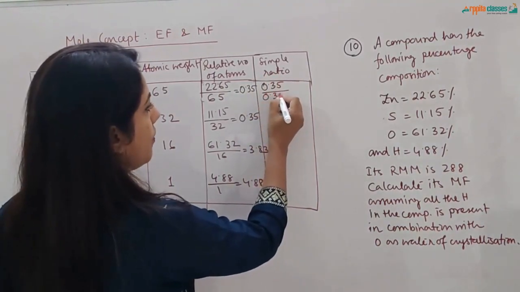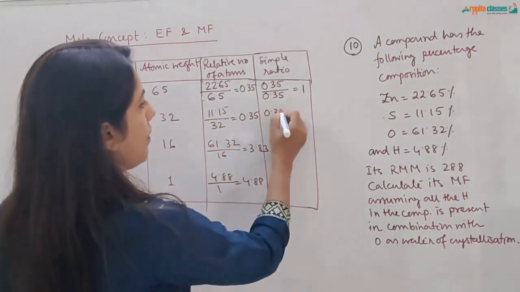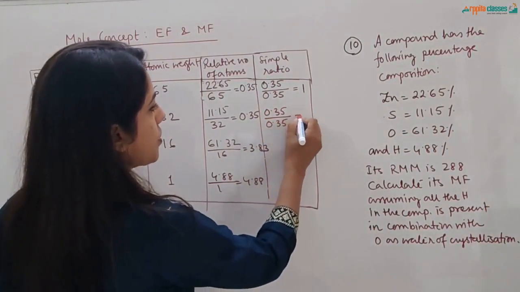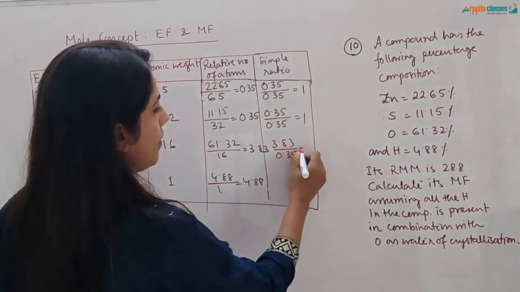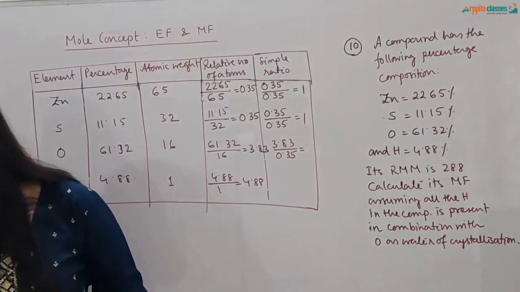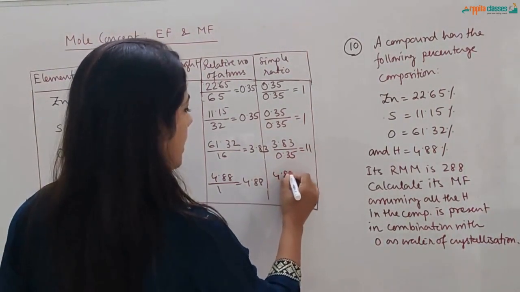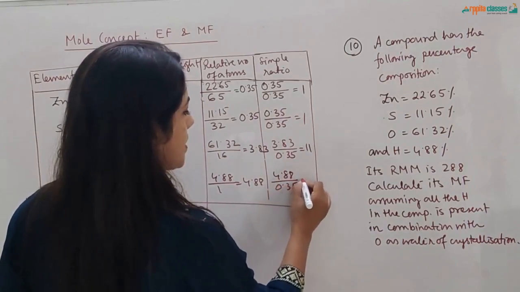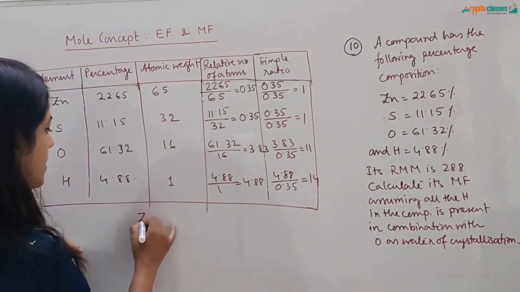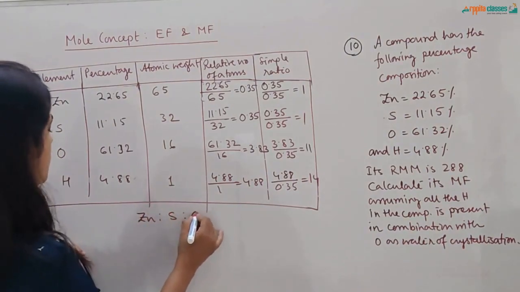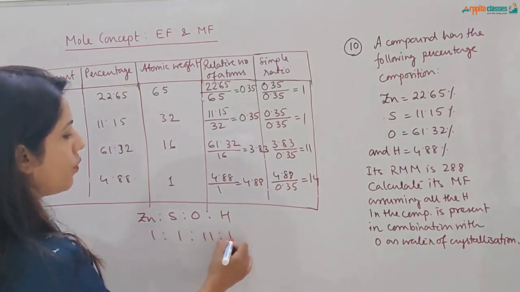0.35 upon 0.35 is 1. Here also 0.35 upon 0.35, that's 1. 3.83 upon 0.35 comes 11, and 4.88 upon 0.35 is coming 14. So here we can see the ratio of zinc to sulfur to oxygen to hydrogen is 1 to 1 to 11 to 14.